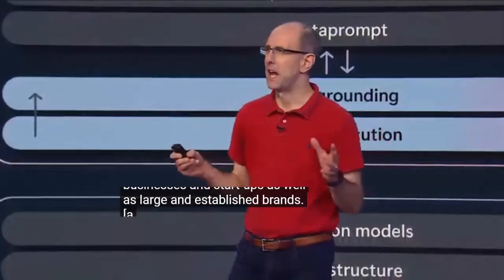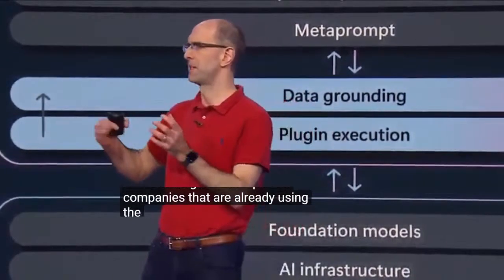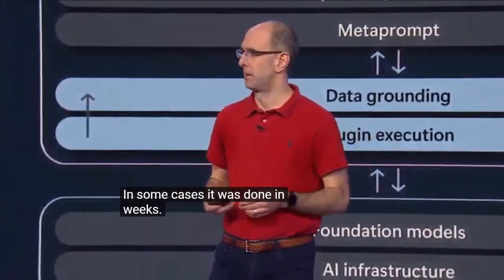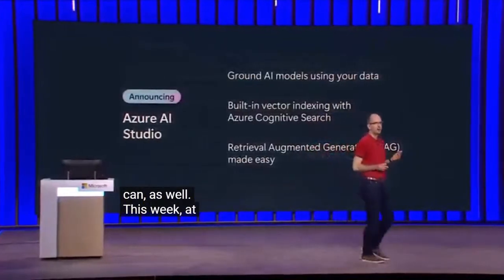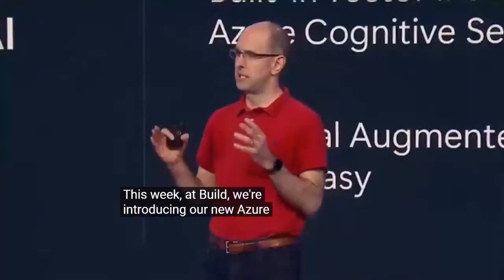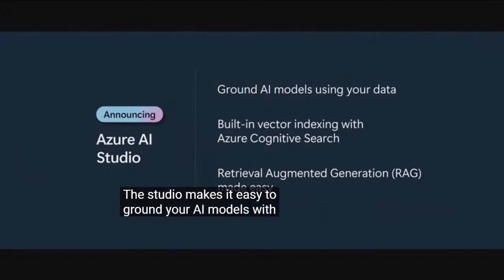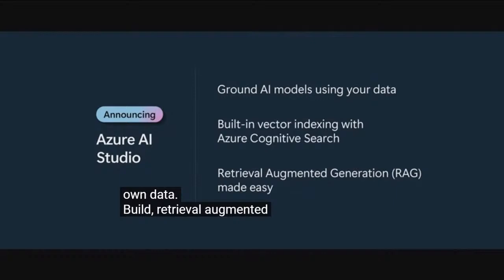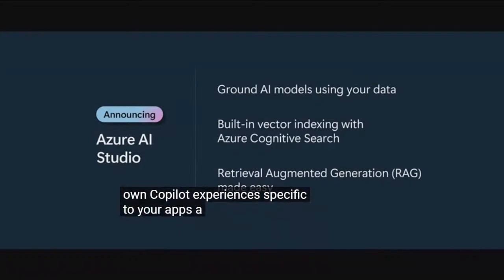So you just saw some great examples of companies that are already using the Azure OpenAI service within their products. And as you heard, in some cases, it was done in weeks. Let's now dive deep into how you can as well. This week at Build, we're introducing our new Azure AI Studio. The Azure AI Studio makes it incredibly easy to ground your AI models with your own data and to build retrieval augmented generation or RAG-based solutions. And this enables you to build your own Copilot experiences that are specific to your apps and organizations. And you're gonna see we've made it really easy to do so.